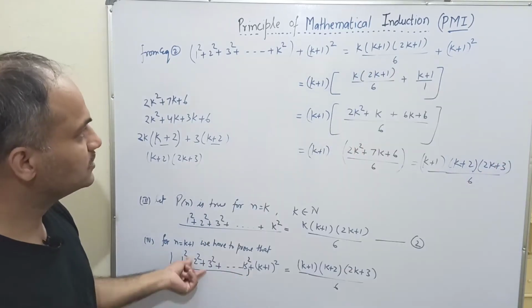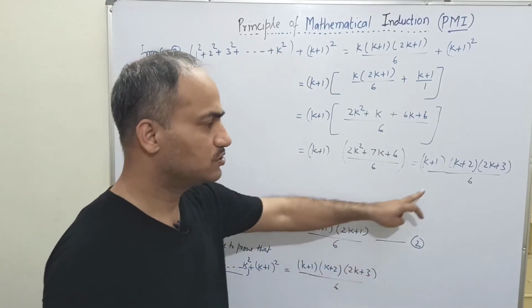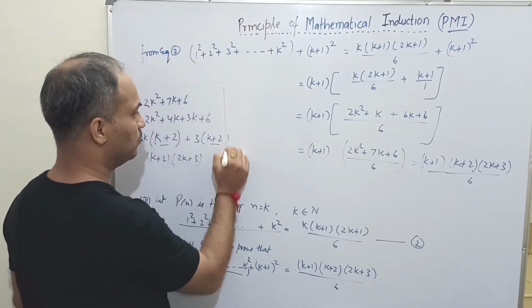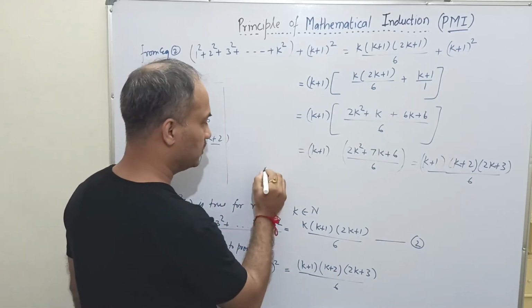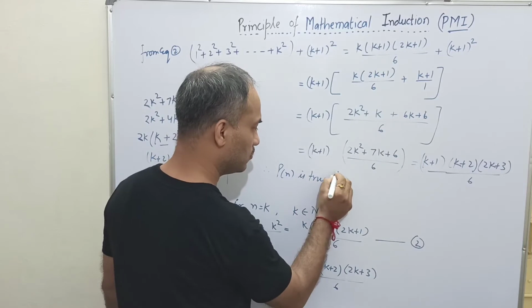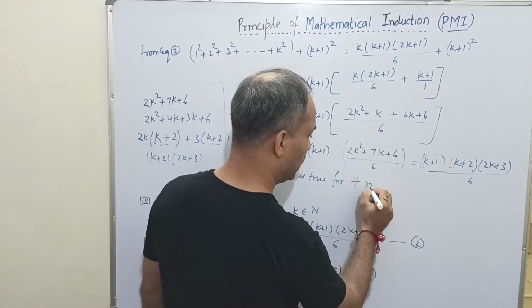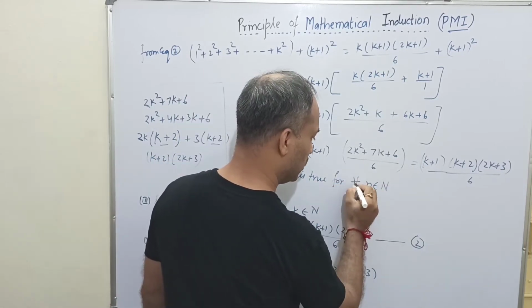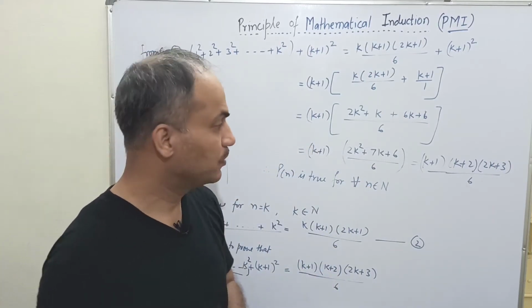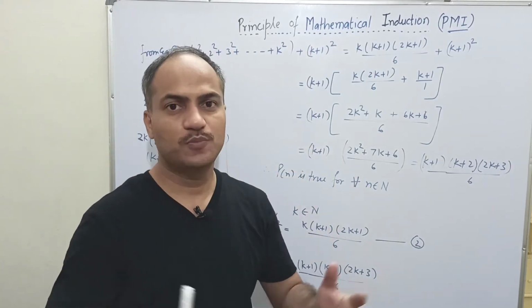LHS is also the same, RHS is also the same. So what can we deduce? This we can do in rough. Therefore we can say that Pn is true for all n belongs to N. It means Pn will be true for each and every natural number. So this is the method. I hope you have understood.